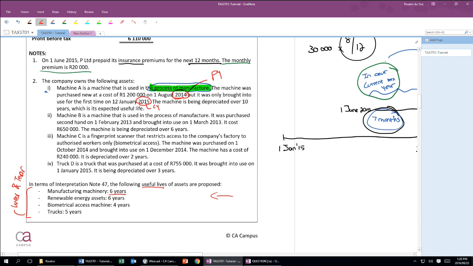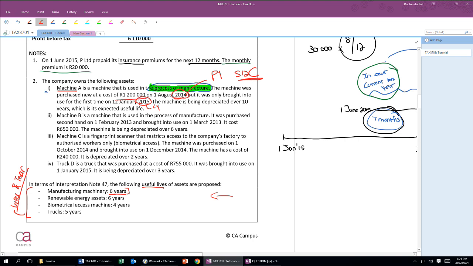Now, why are they giving us the manufacturing machinery over there? It doesn't mean for you in an exam that you now must go and calculate wear and tear on it. You can use that information as well in tax, but it is not applicable for you guys if the machine had a cost. So in other words, if you've paid for the machine, you will use section 12C and not the wear and tear section. Right, so guys, don't let them confuse you by including that information over there. So we'll use section 12C for machine A.